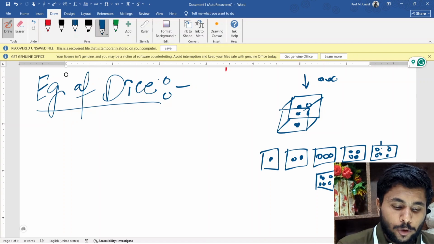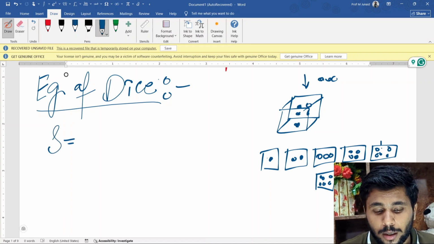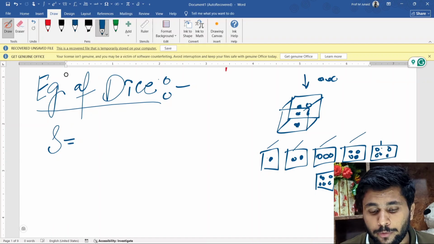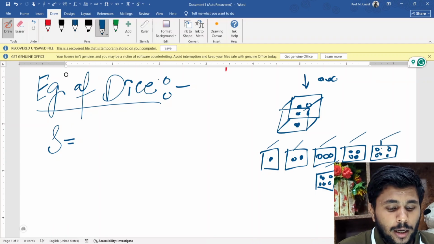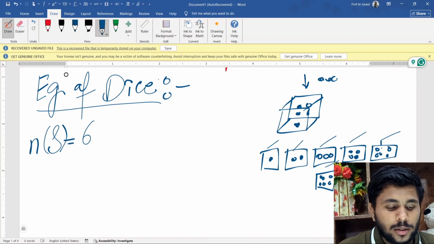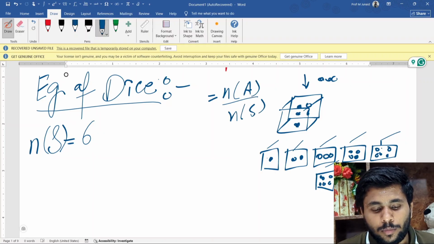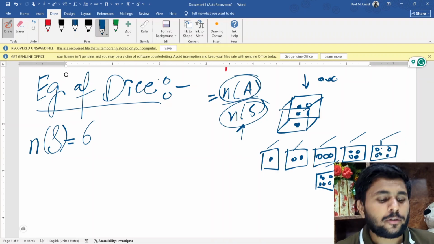So what is sample space? From our example, sample space is the total number of outcomes. How many outcomes are there? 1, 2, 3, 4, 5, and 6. 6 outcomes, so N of S equals 6. We sorted out this problem of the formula P of A equals N of A upon N of S, we sorted out N of S. Now our problem is to find the favorable outcome.